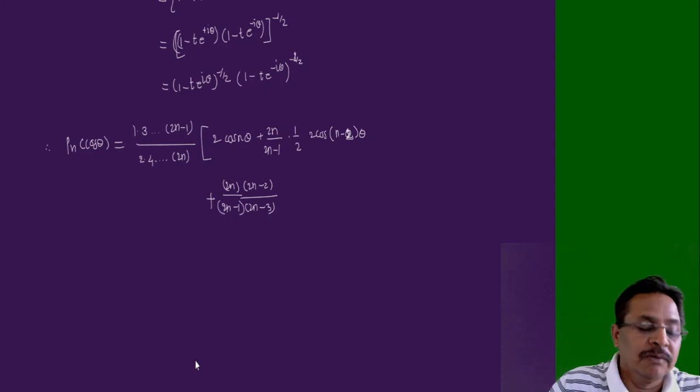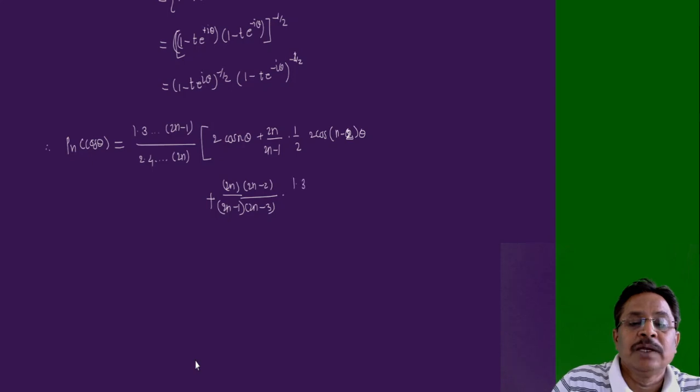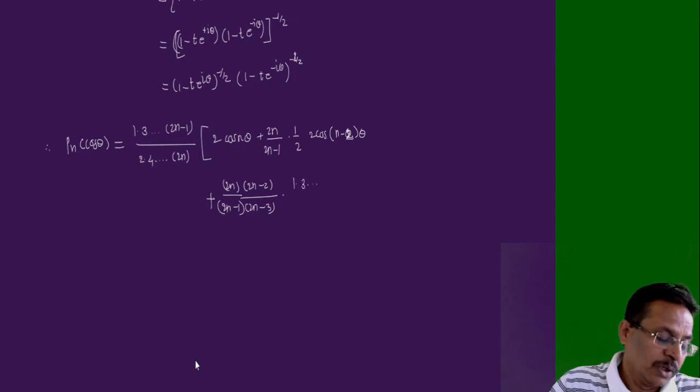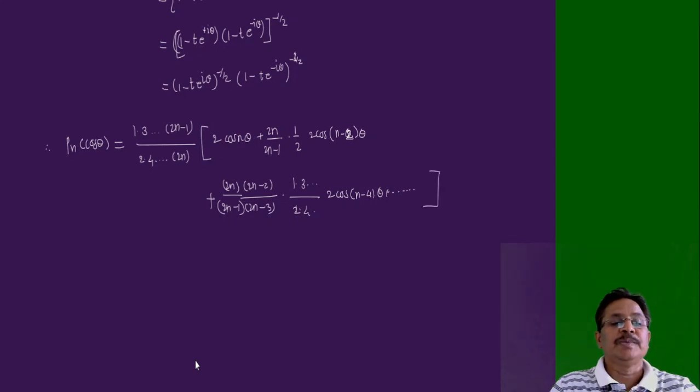So it is a lengthy one, and you need not go into details of all these things. It is multiplied by 1 into 3 into dot dot dot up to, and all other terms there. So it is multiplied by 1 over 2 into 4, and it is to be multiplied by 2 cosine of (n minus 4) theta plus higher order terms. So this is going to be an infinite series. Pn of cos theta is going to be an infinite series of cos theta.